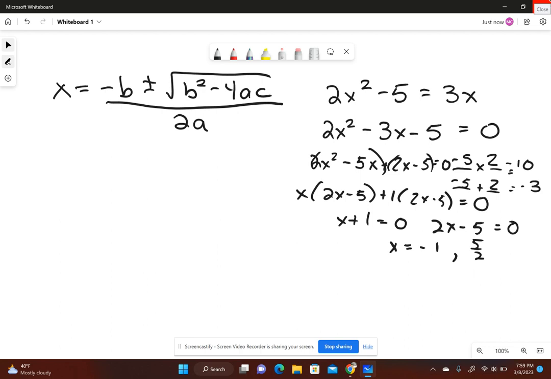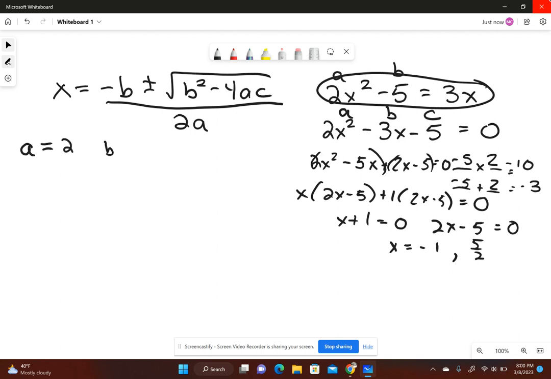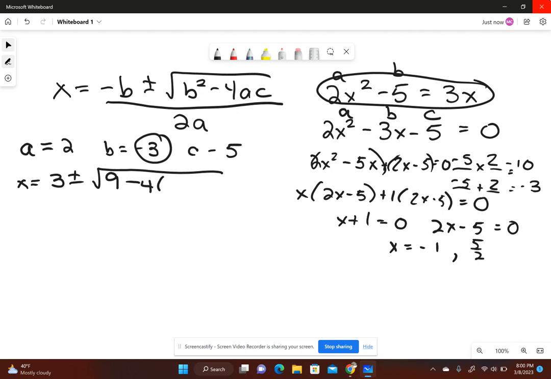So to use the quadratic formula, I label my A, B, and C. It has to be in standard form or it won't work, and this was not in standard form. So A is 2, B is negative 3, C is negative 5. So x equals the opposite of negative 3, so 3, plus or minus the square root. Negative 3 quantity squared is 9 minus 4 times 2 times negative 5, all over 2a, which is 4.